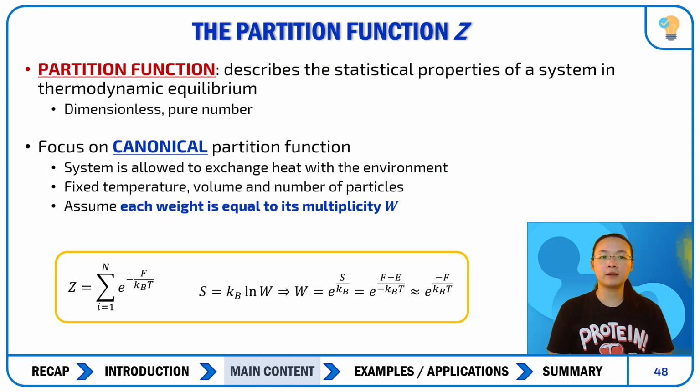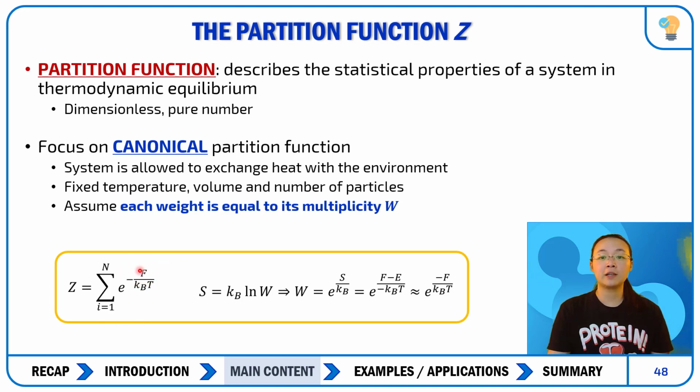We end up with something called the partition function, Z, which describes the statistical properties of a system in thermodynamic equilibrium. So first of all, it's a dimensionless pure number, and for our purposes, we want to focus on the canonical partition function. What this means is that the system is allowed to exchange heat with the environment, but the system is at a fixed temperature and a fixed volume.